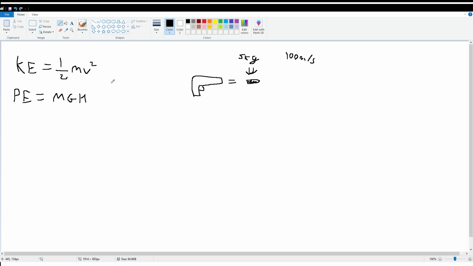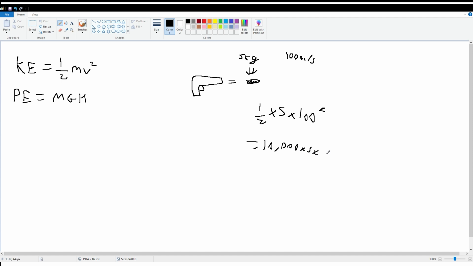So, as you can see, velocity is squared, which means the variability in velocity is more proportional to the kinetic energy than the variability in the mass. So the velocity matters more, basically. So right here we do 1/2 multiplied by 5 multiplied by 100 squared. So 100 squared, that's going to be 10,000.